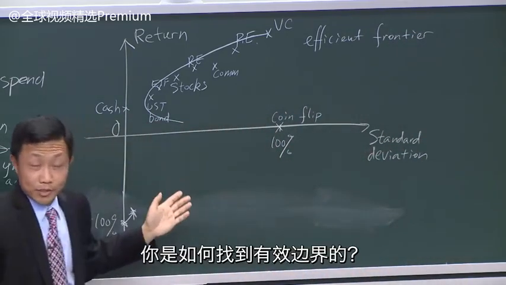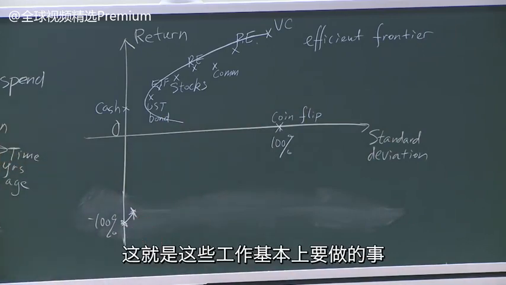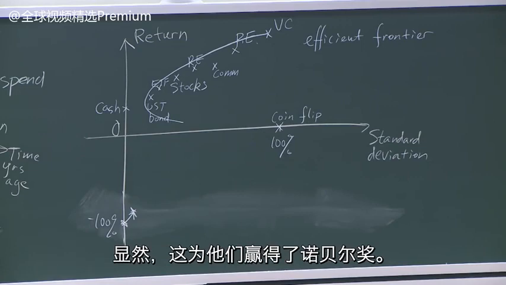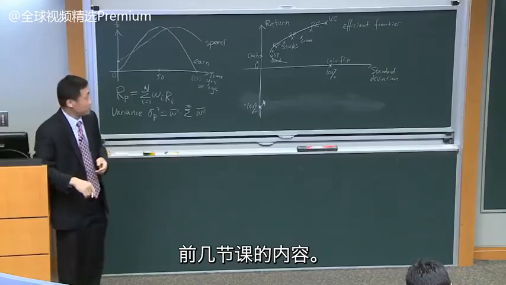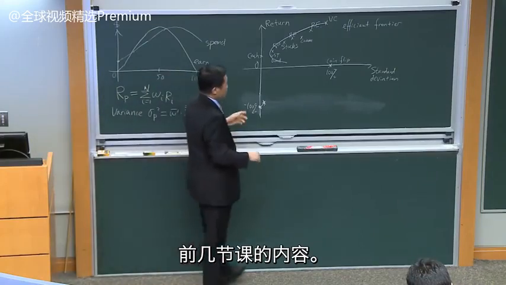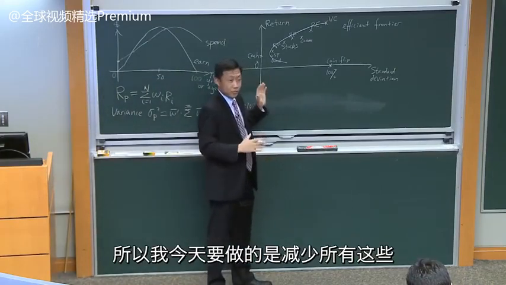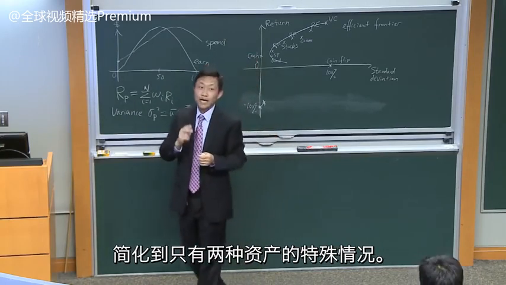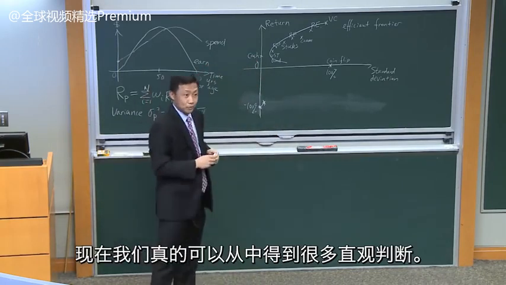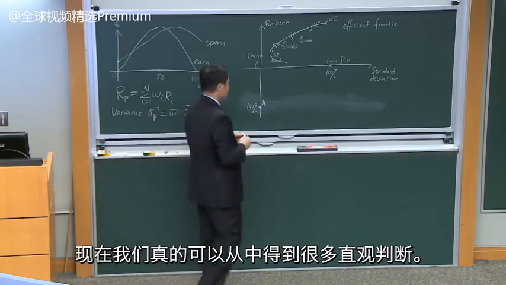How do you find the efficient frontier? That's essentially the work that was done and got them the Nobel Prize. Obviously, it's more than that, but you get the flavor from the previous lectures. So what I'm going to do today is really reduce all of this to the special case of two assets. Then we can really derive a lot of intuition from that.